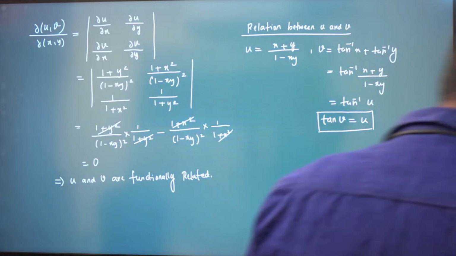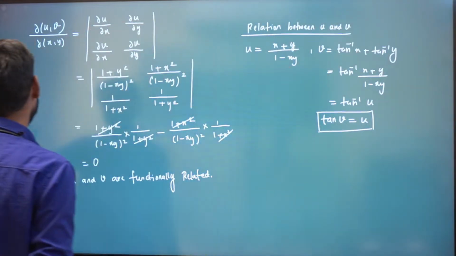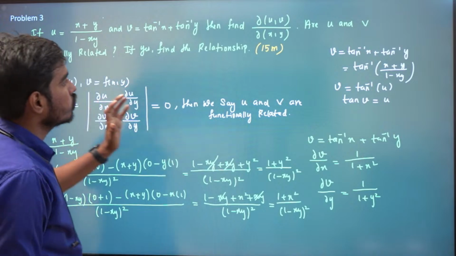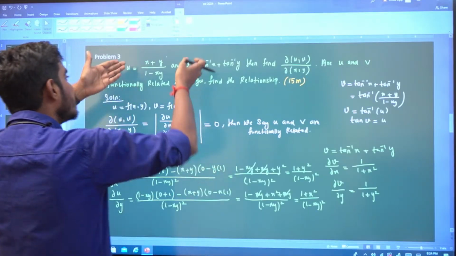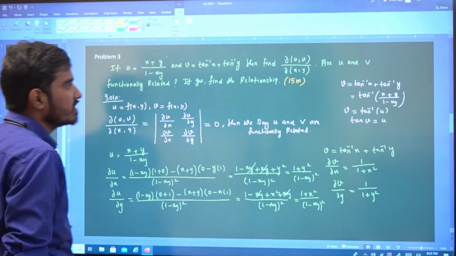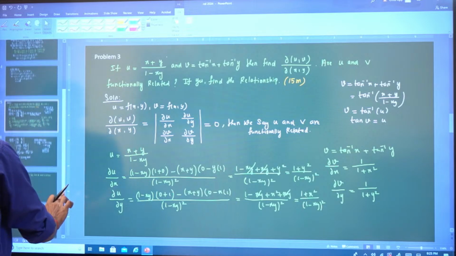Is it clear up to now? 28 minutes. Okay. So all these are very simple problems based on Jacobians, so partial derivatives. That is 15 marks. By seeing the question itself, you can see it is related, if you know the basic formulas of tan inverse of a plus tan inverse of b.